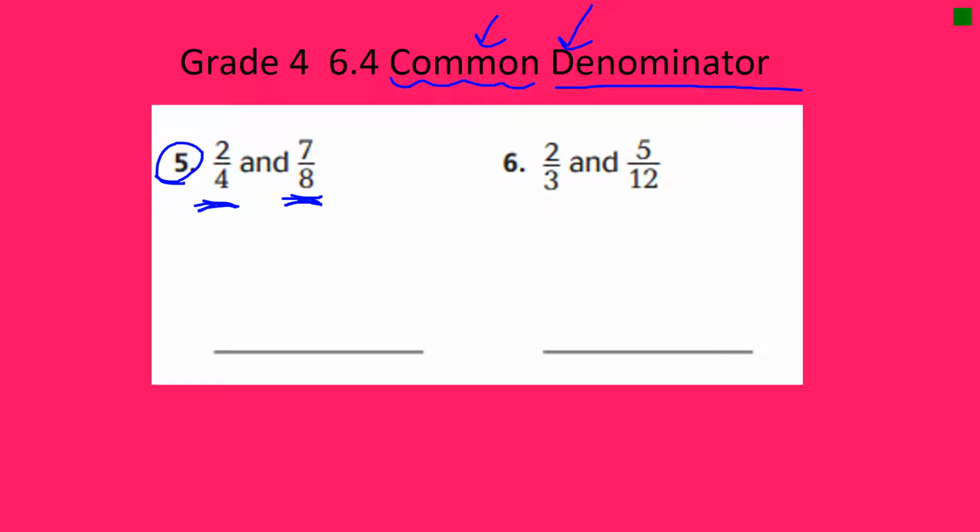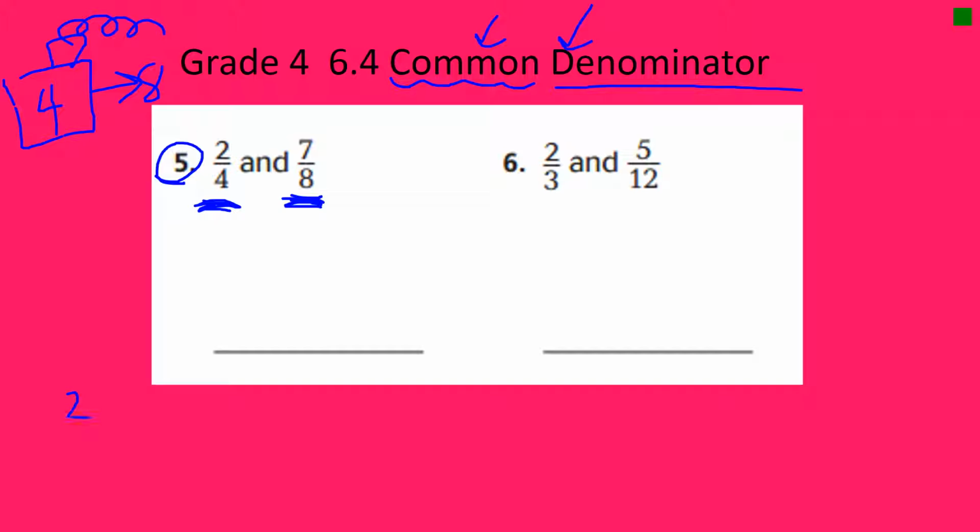The first thing you should do is say to yourself, is one of these denominators a factor of the other one? In other words, can I multiply one of these numbers by something to get the other number? Remember factors in the factory? Those are the building numbers in the factory, right? So can I multiply 4 by anything to get 8 from the factory? Yes, of course. You guys know that, right?